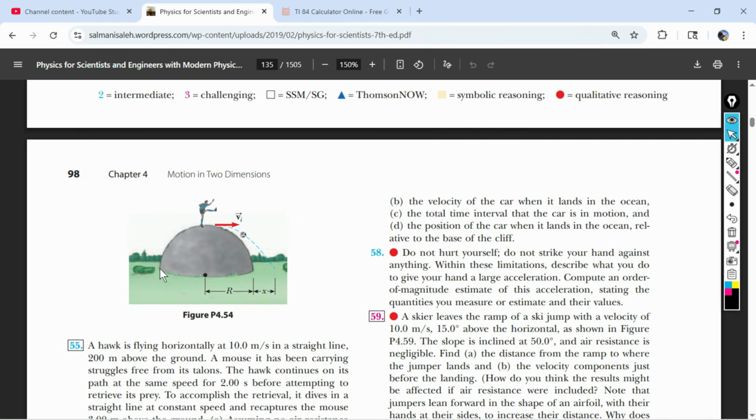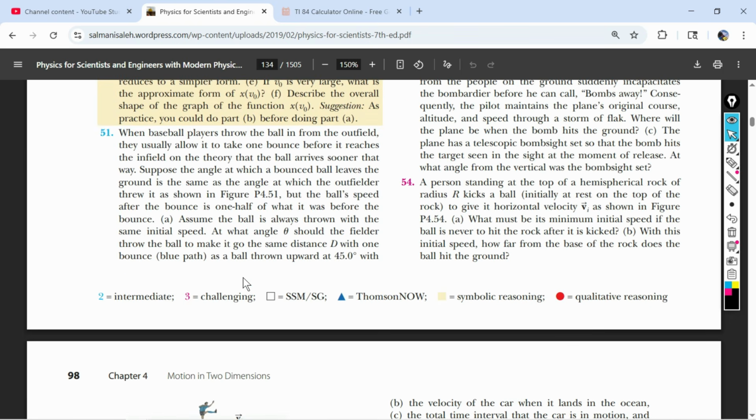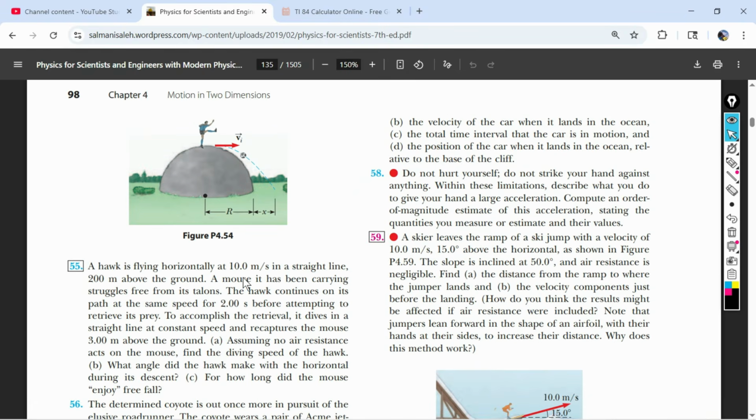This one has a hemisphere, so it'd be half of a sphere. That's what this soccer player is standing on. And when you look at it from the side, we can see that it's just a half circle. Okay, hell yeah, let's read this one. I think this will be a good one.